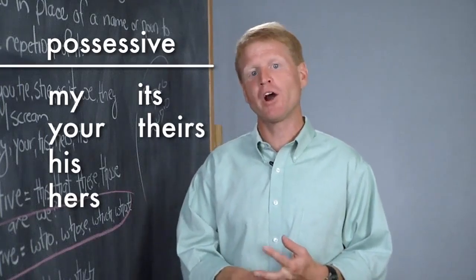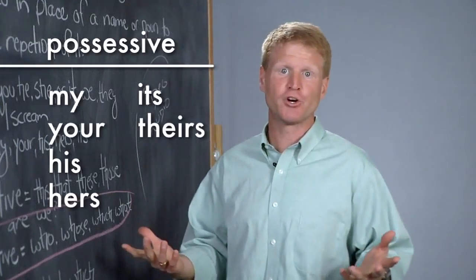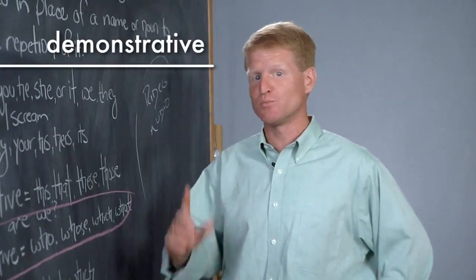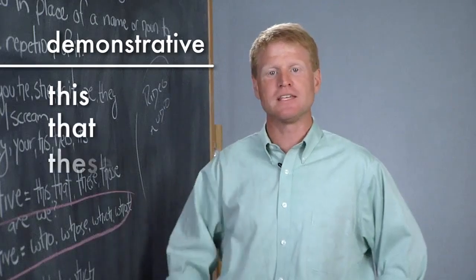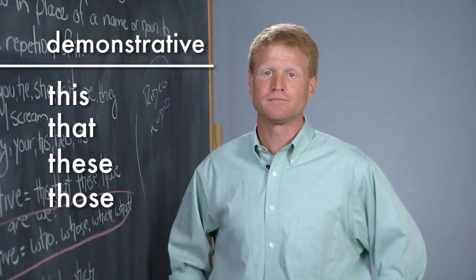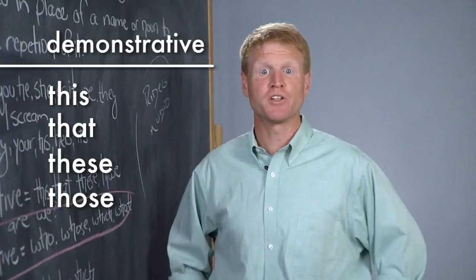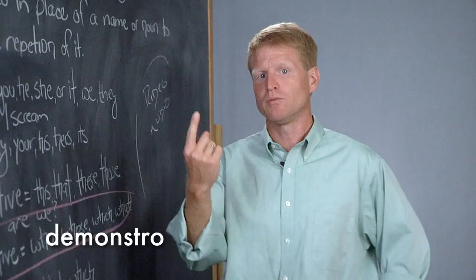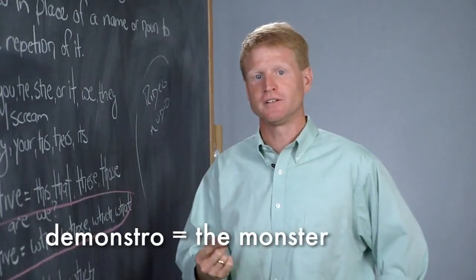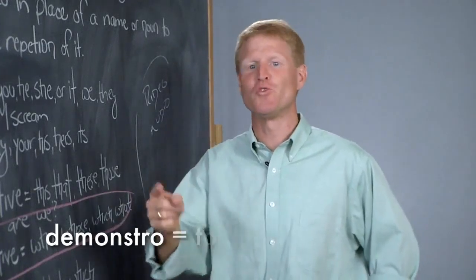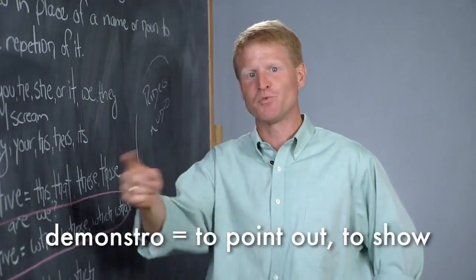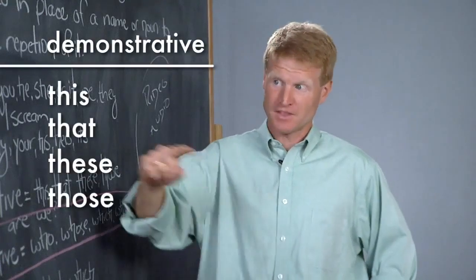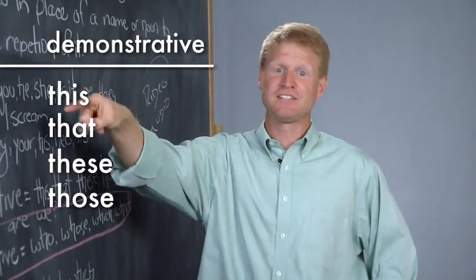My house, your car, his dog, her dog. Then there's demonstrative pronouns. Those are the ones that you use to point things out. This, that, these, those. Those are probably the most commonly used demonstrative pronouns. And by the way, demonstrative comes from the Latin word demonstro, which means the monster. No, not really. It means to point out or to show. So you demonstrate, you're pointing something out. And you use your finger when you say this, that, these, those. So this house, that house, these cars, those cars.